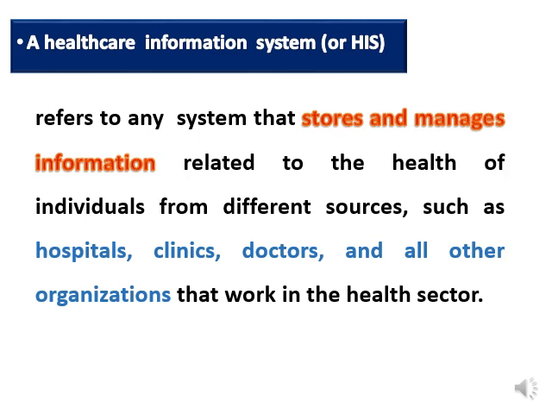The data is related to the health of individuals from different sources such as hospitals, clinics, doctors and all other organizations that work in the health sector. If the system is connected at the hospital level, any data entered on the system from any other department I can reach automatically within the system. If there is a group of hospitals under one name, for example Al Habib, they can be interrelated, and all the data of all the hospitals is interrelated on one system across all the branches.